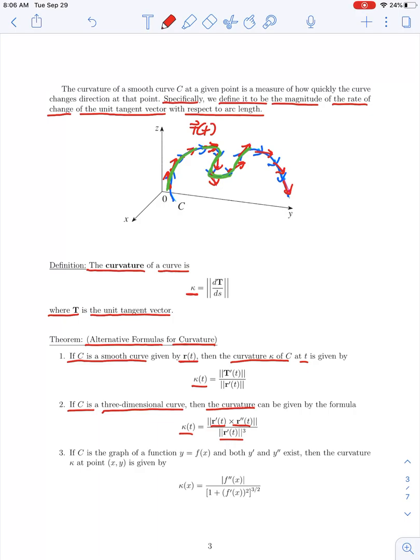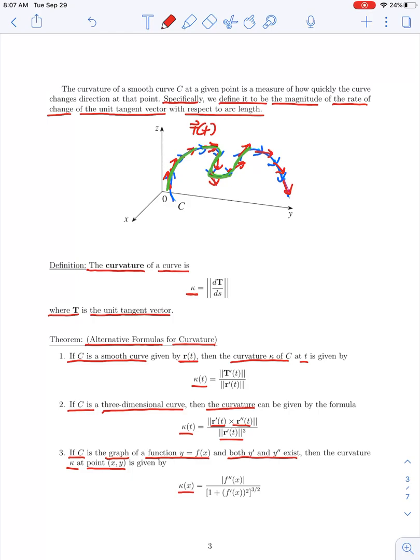And in our third formula, we have a special case if our curve C is the graph of a function of the form y equals f of x. So that is a plane curve in the xy plane, and both y prime and y double prime exist. Then the curvature kappa at any point (x, y) on our curve is given by kappa of x, which would be the absolute value of the second derivative of the function which defines our curve, divided by 1 plus the derivative of that function squared, all raised to the 3/2 power.